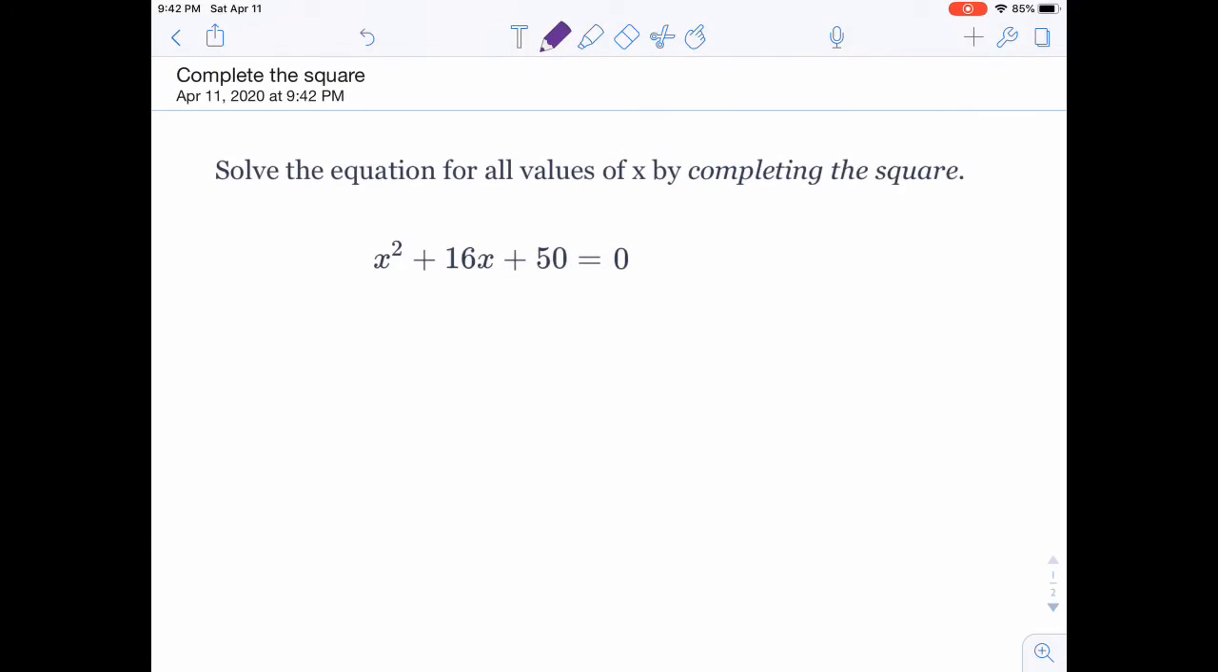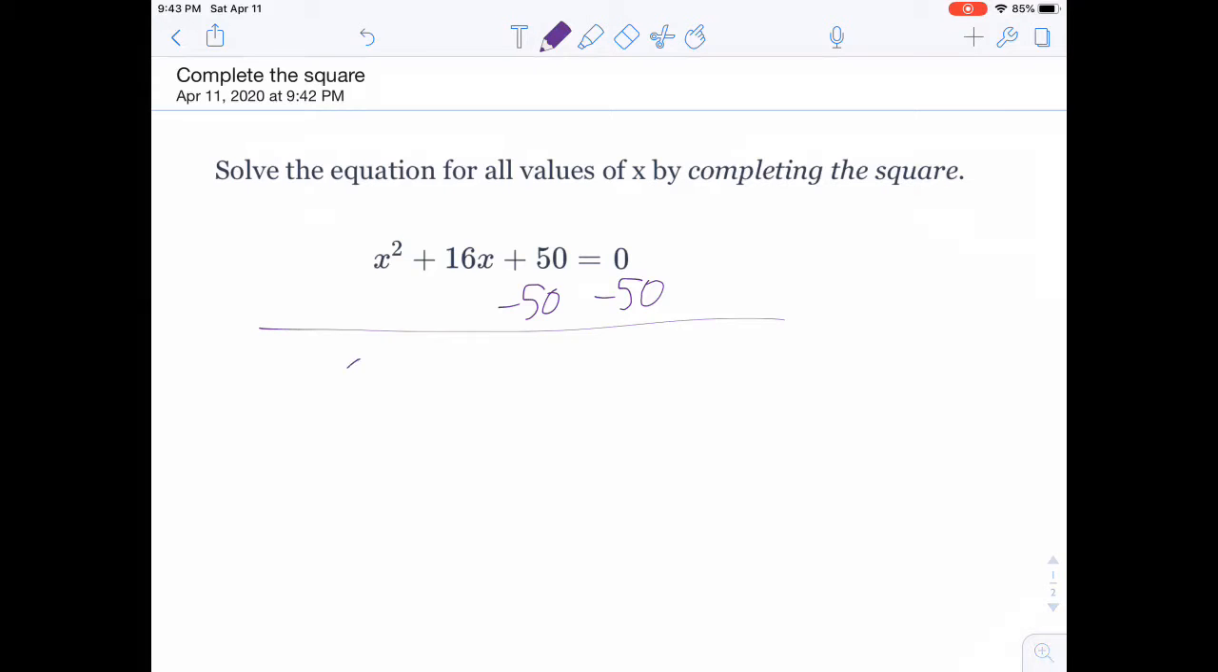Okay, so we're going to look at another example of solving a quadratic equation by completing the square. This one will be for non-perfect squares, whereas my other video will be for perfect squares. Okay, so we have our equation here, x squared plus 16x plus 50 equals 0. Our first step was to move the constant to the other side. So in this case, I'm going to subtract 50 from both sides.